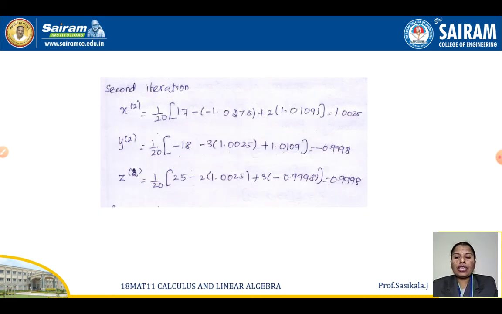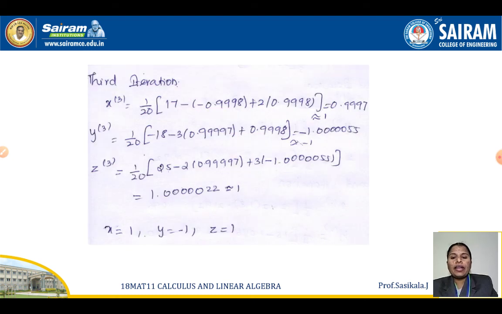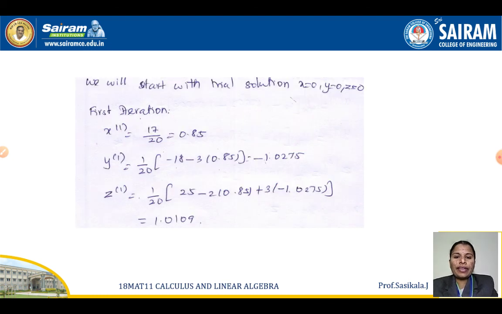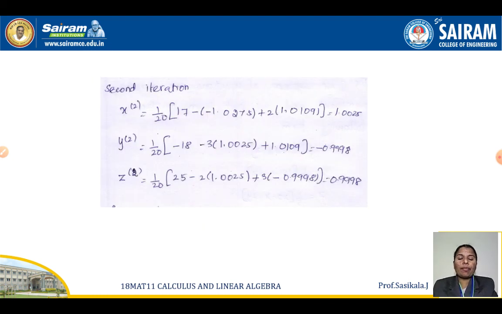So similarly, use your first iteration value and substitute. You will get your x of 2 value 1.0025 and y of 2 value is minus 0.9998. And for z of 2, what you have to do? You should use your x of 2 and y of 2 value, and you will be getting 0.9998. So now you can compare. Obviously it will not give equal answers, since 0.85 compared to 0.9 is about 1. So obviously I have to go with another iteration.